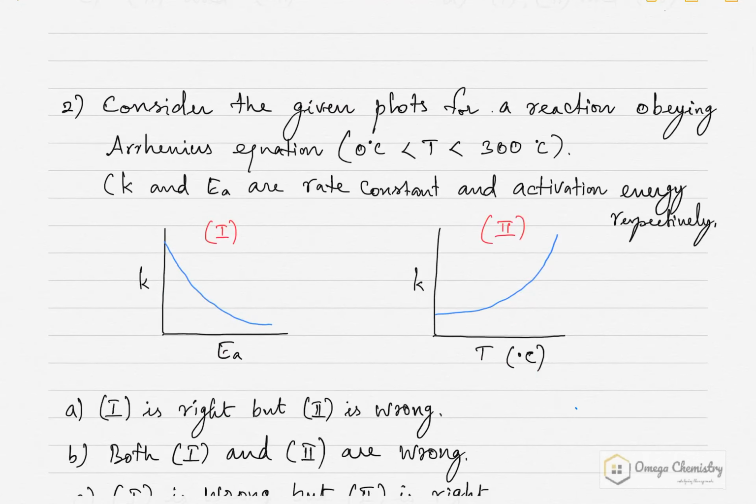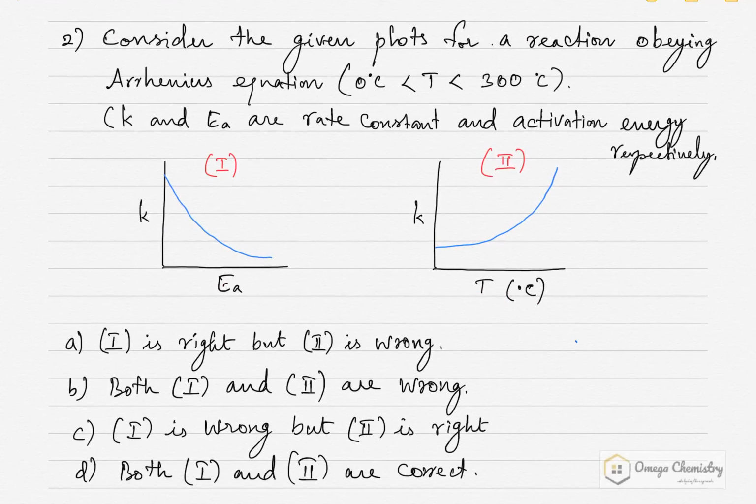The second one: consider the given plots for a reaction obeying the Arrhenius equation. The temperature is greater than 0 degrees Celsius and lesser than 300 degrees Celsius. So K and E are rate constant and activation energy respectively. I know that the Arrhenius equation is K is equal to A into e power minus Ea by RT.